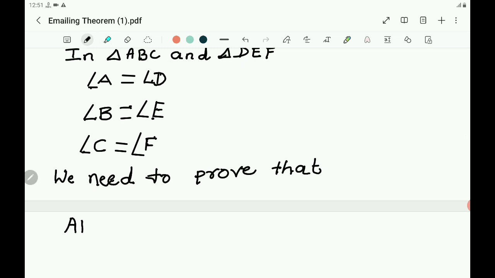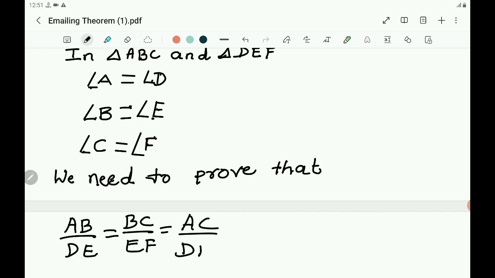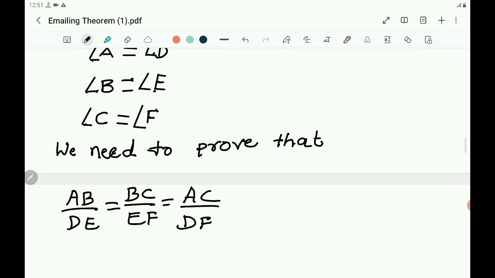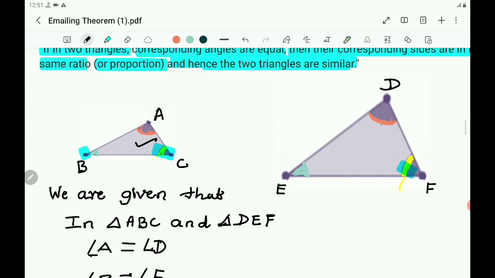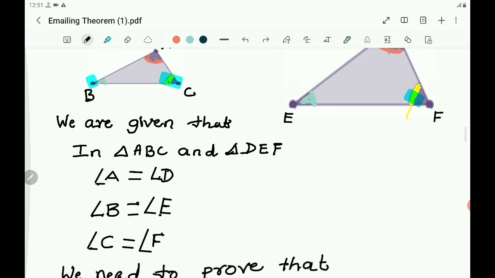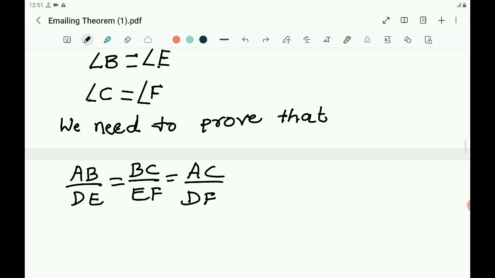AB by DE equals BC by EF equals AC by DF. This is to be proved, and those two triangles are similar. That also is to be proved here. You have to prove the triangles are similar also.